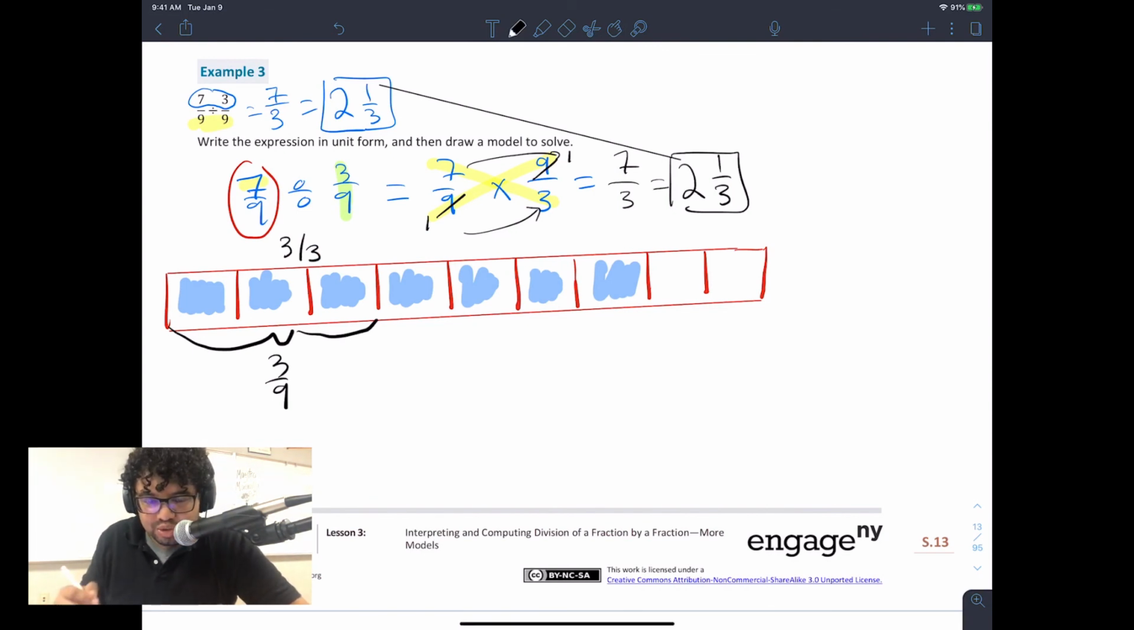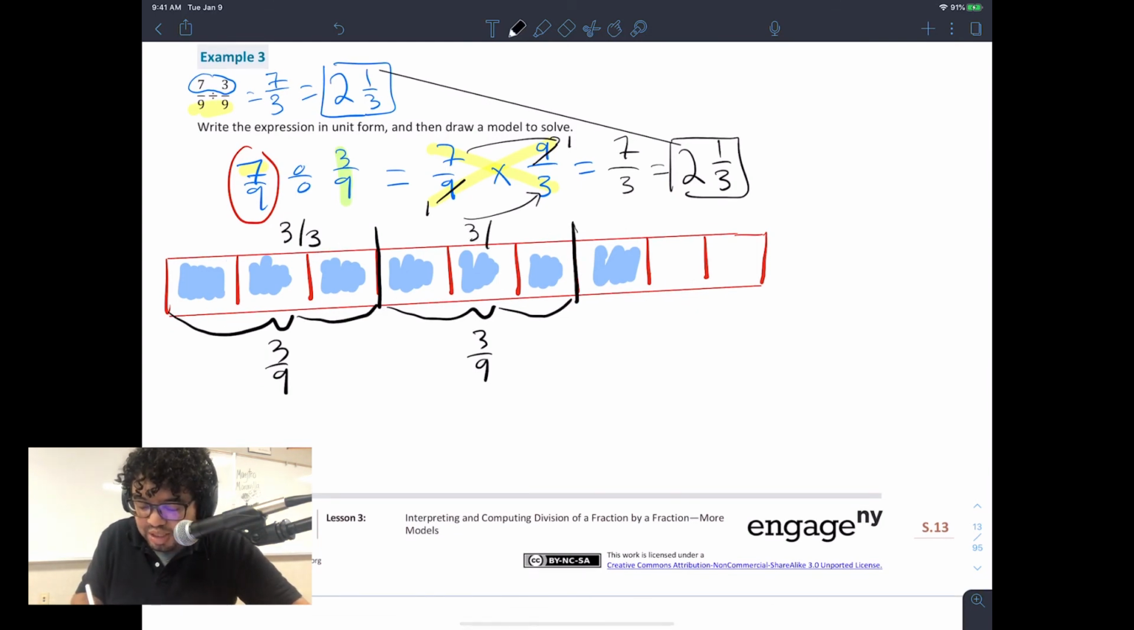Okay, so let's grab another group. Another group is 1, 2, 3. That's another 3/9. But I also want you guys to notice that, right? So from here to here, I shaded 3. And then from here to here, I shaded another 3. So we can say that 3 out of the 3 were shaded, right?